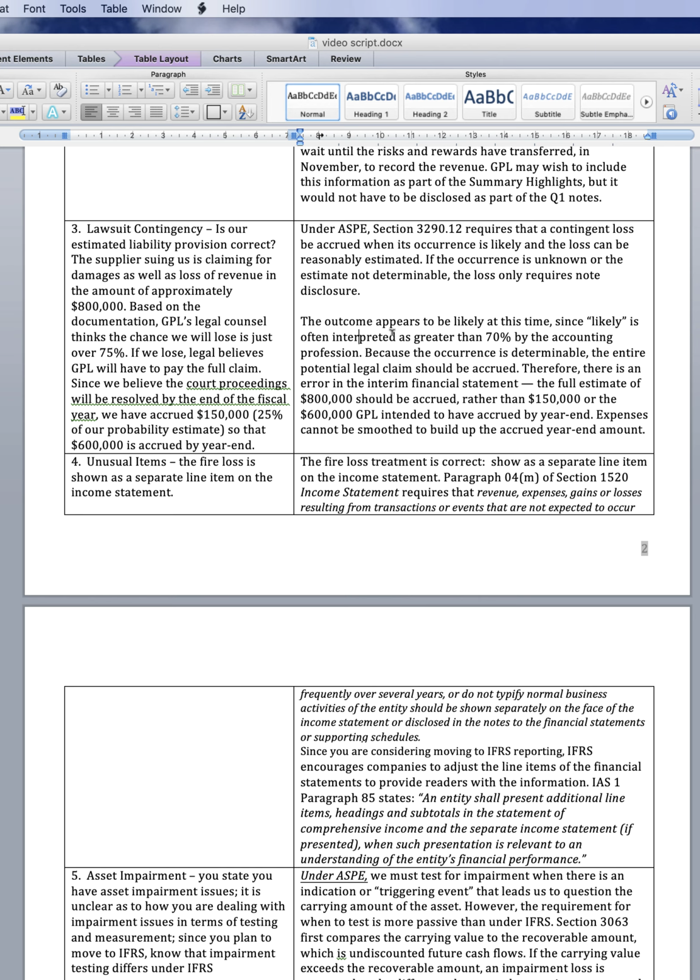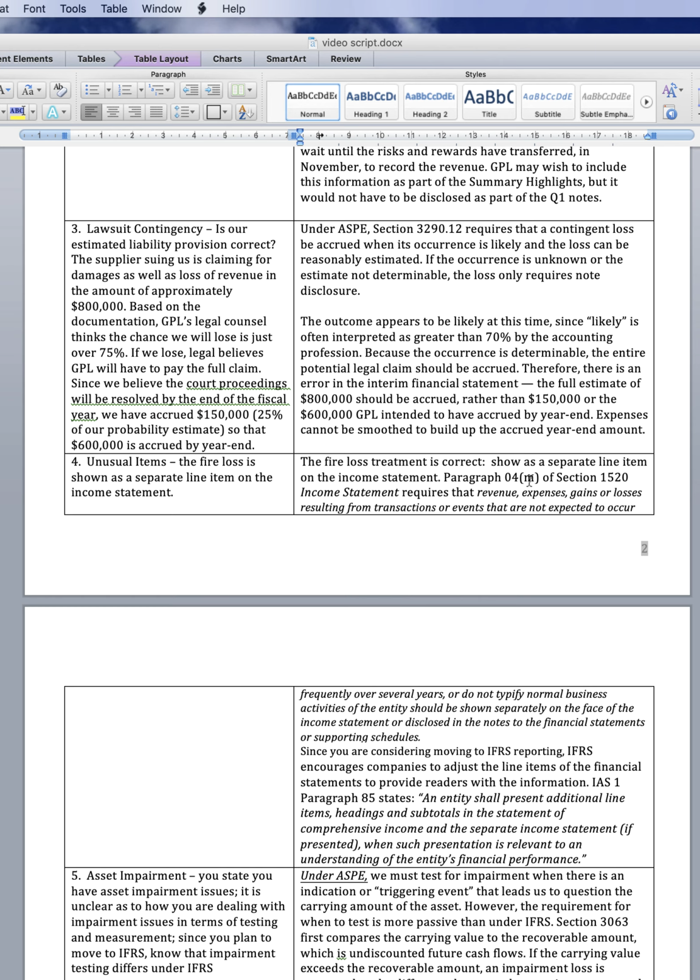Now, we also have an item that they talked about in the case, the loss due to fire. That's an unusual item. And again, they're showing it as a separate item you can see on their statement of income. And that's the correct treatment, okay, to show it as a separate line item on the income statement.